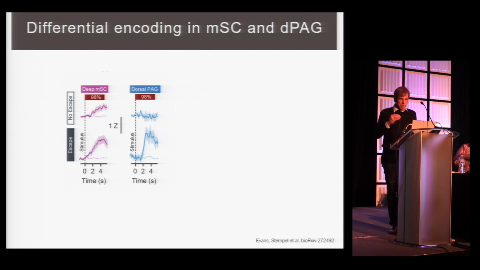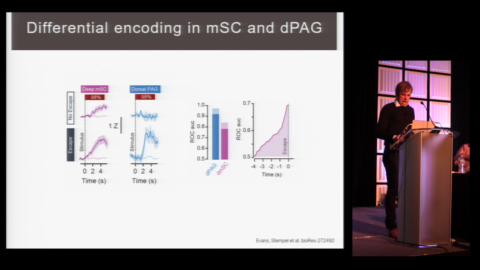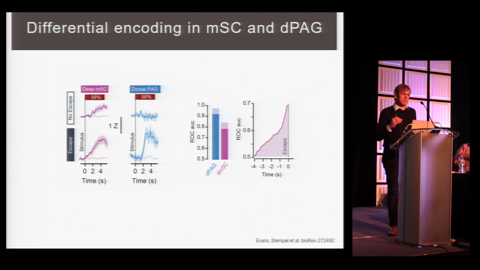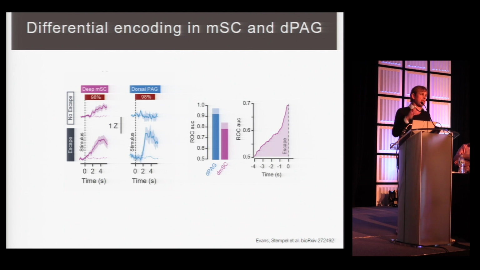So they perfectly represent the trial outcome. And this is quantified here in ROC analysis. We can see that the activity in the dorsal periaqueductal gray is an almost perfect classifier of whether the animal has escaped or not. And the superior colliculus also does a pretty good job.